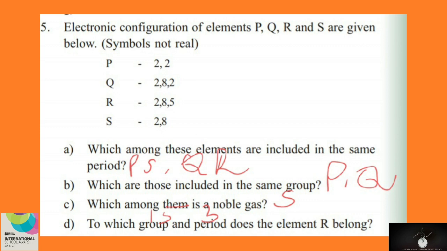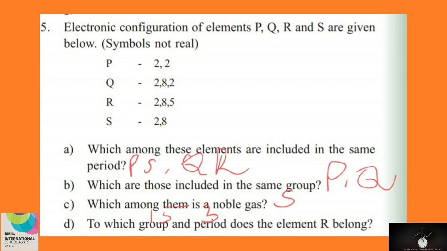Which are those included in the same group? So we have to look into the valence electrons. P and Q are having 2 electrons, so they both belong to the second group. So the answer is P and Q. Which among them is a noble gas? Yes, tell me children. S, because it has 8 electrons in the outermost shell.